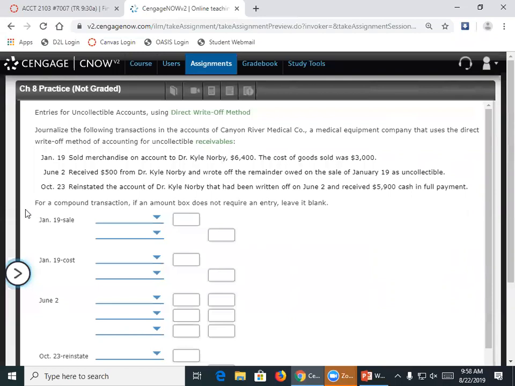Well, if you notice, this first journal entry on January 19th is actually a review from college accounting. So it's selling merchandise on account. It says on the 19th, we sold merchandise on account to Dr. Kyle Norby for $6,400. And the cost of goods sold was $3,000. As you can see, if you remember, there's 2 journal entries every time we make a sale on account. So does anyone remember first recognizing the sale? What do we debit and credit when we sell goods on account? Accounts receivable and sales. Very good. Yeah, we debit accounts receivable, in this case for Kyle Norby.